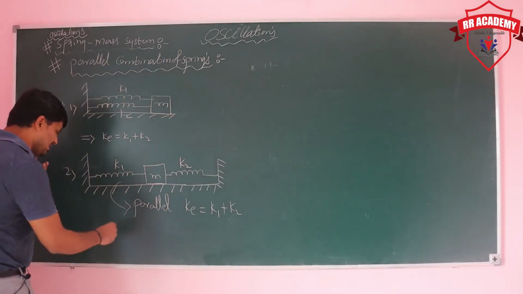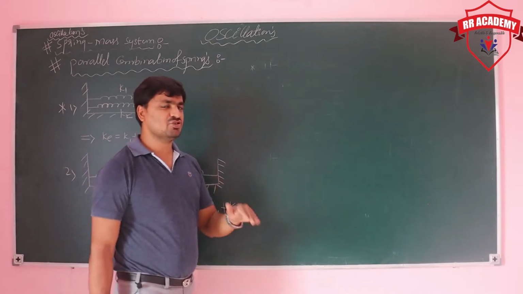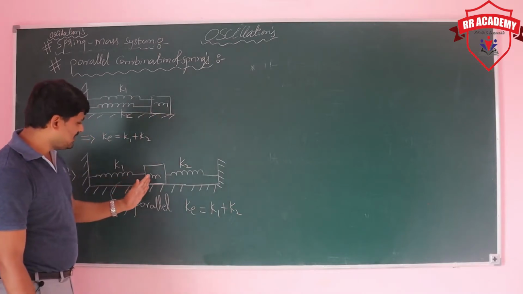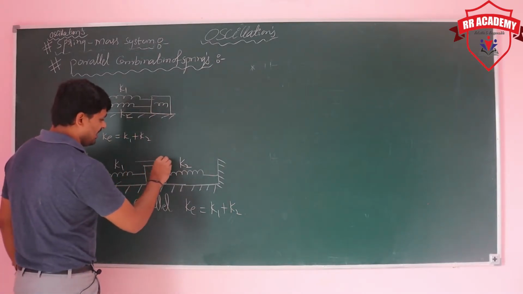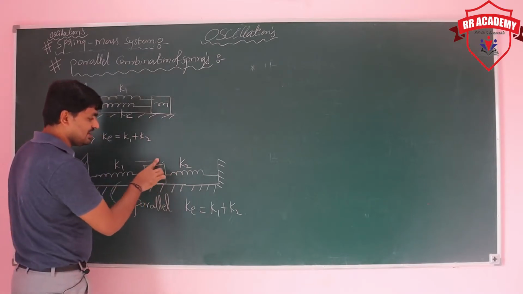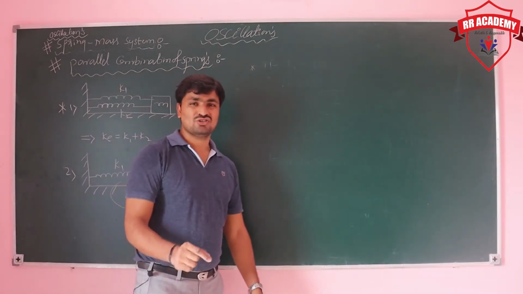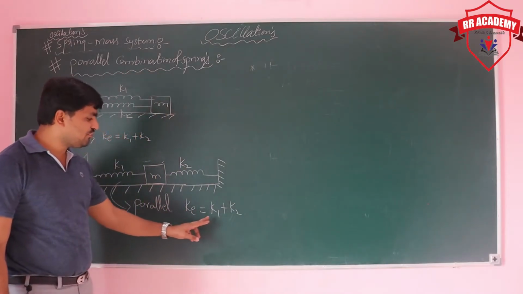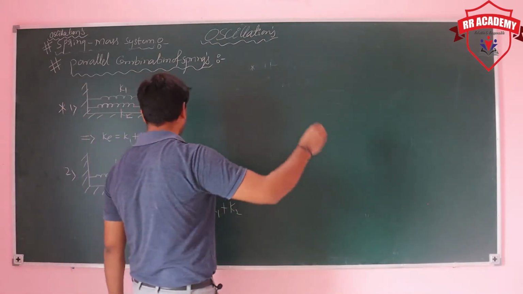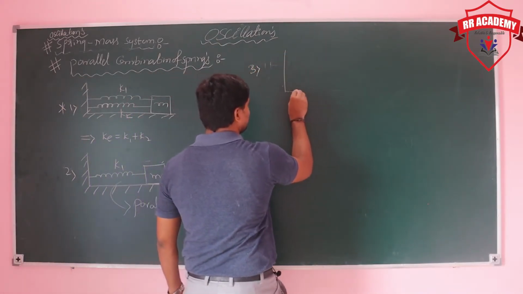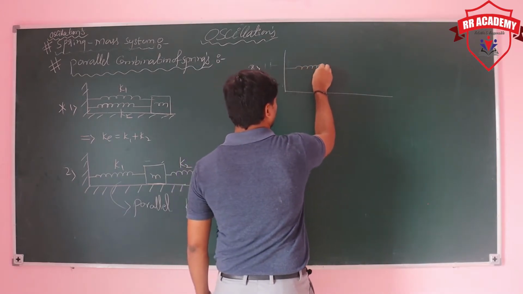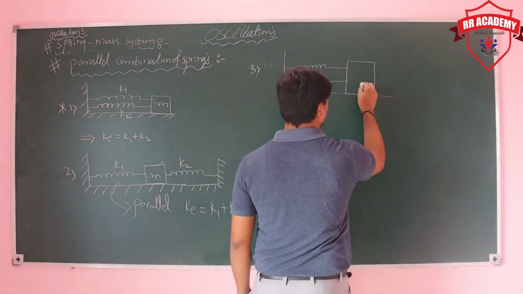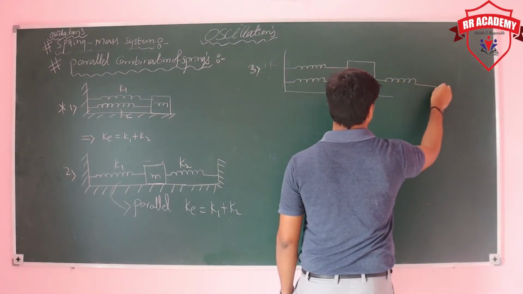Parallel combination means the extension in one spring is equal to the compression in the other. Means if the displacement, for example, extends one spring by x, then the other is compressed by x. So that's why we can say the combination is parallel, and the effective value of k is k1 plus k2. Okay, let's see one more example. I'm connecting three springs like this.